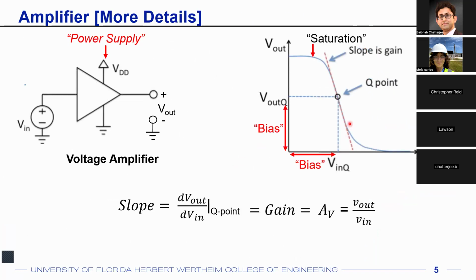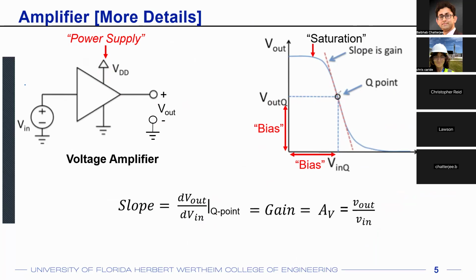Okay, so this is just mathematically representing it: you have the power supply, and you're drawing the energy for amplification from the power supply. Your slope, which is dV out over dV in at the Q point, which is over here, is your gain. You can always move your Q point.